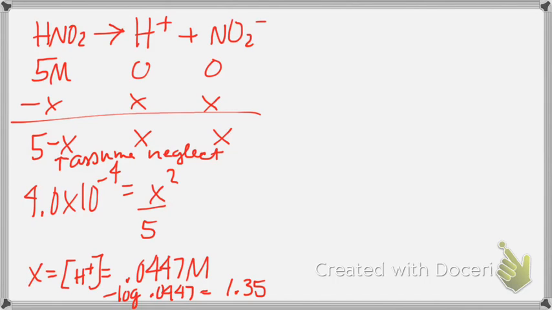So this is what I was talking about yesterday. Don't confuse concentration with strength of acid, because even though this is a weak acid, a pH of 1.35 is still really acidic. Okay, so that's what I was talking about yesterday.